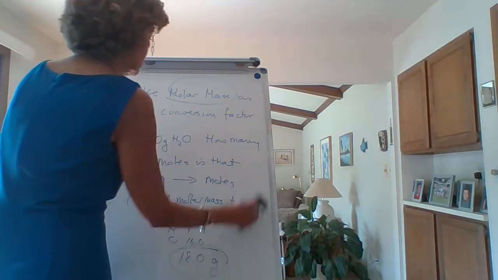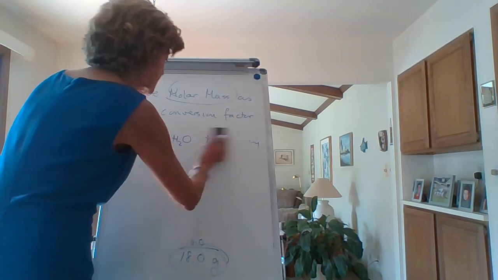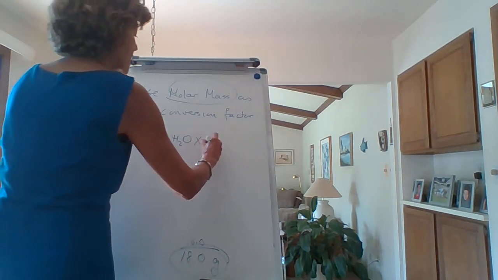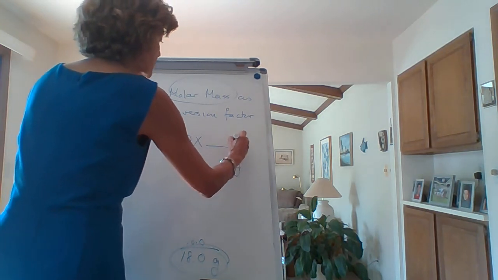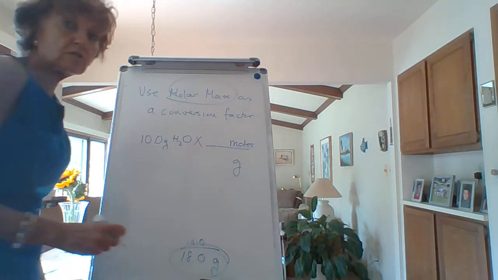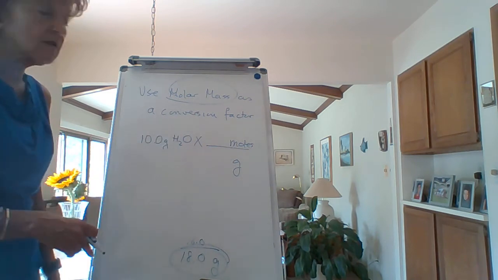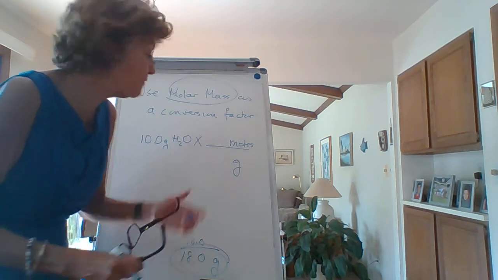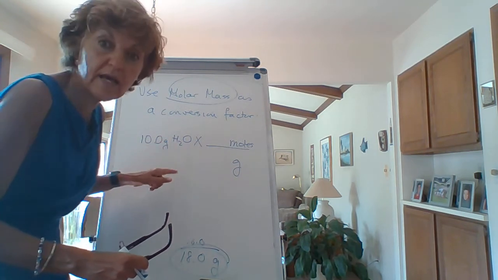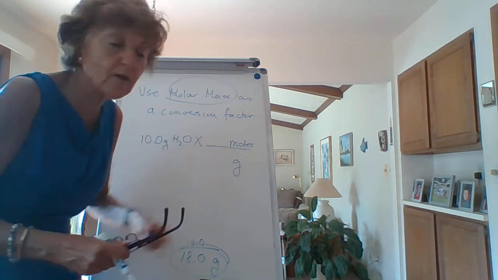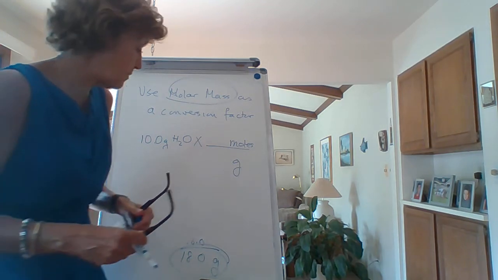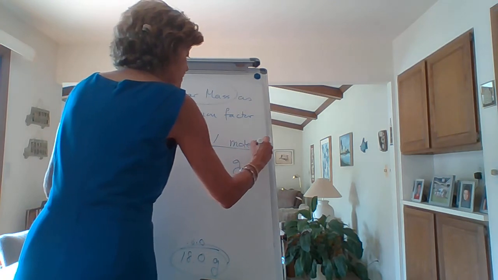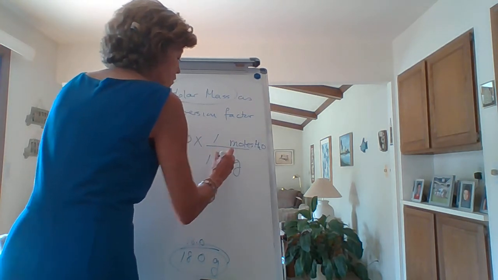So now my setup, I'm going to erase all this and say, okay, they gave me 10 grams of water. I want to go from grams to moles, because that's what the question was. How many moles is that? Remember dimensional analysis. The unit that you want to get rid of, you set it up so that you can cancel. The unit you want to end up with is what is going to be on the top. All right, so we know that 1 mole of water is 18.0 grams.